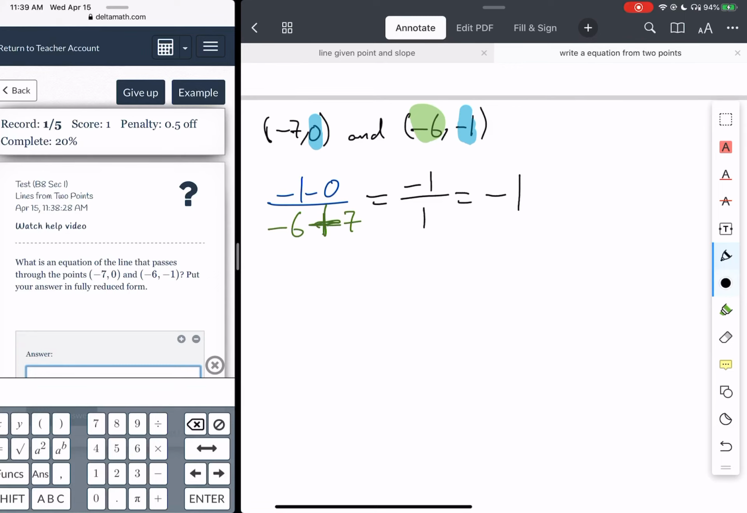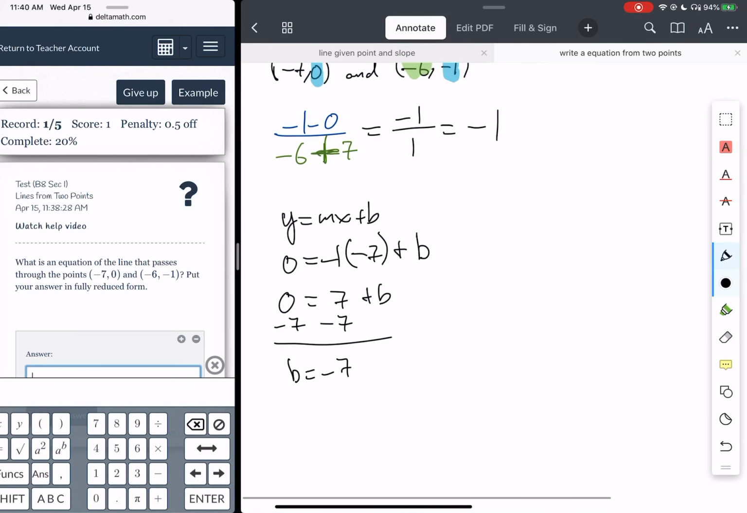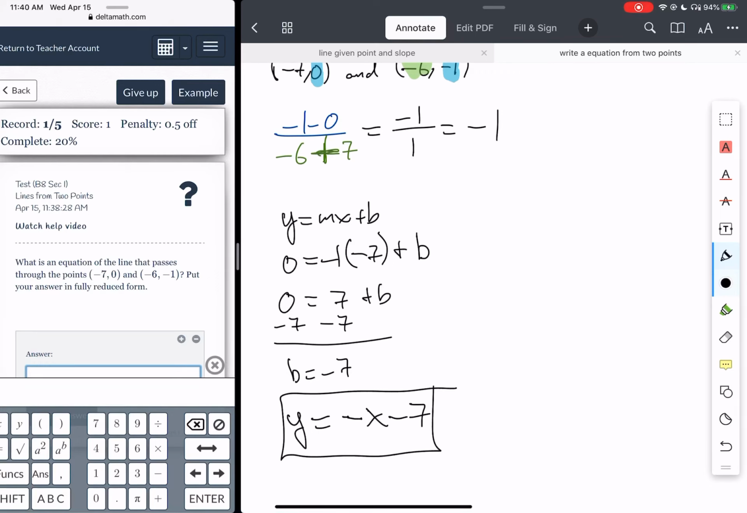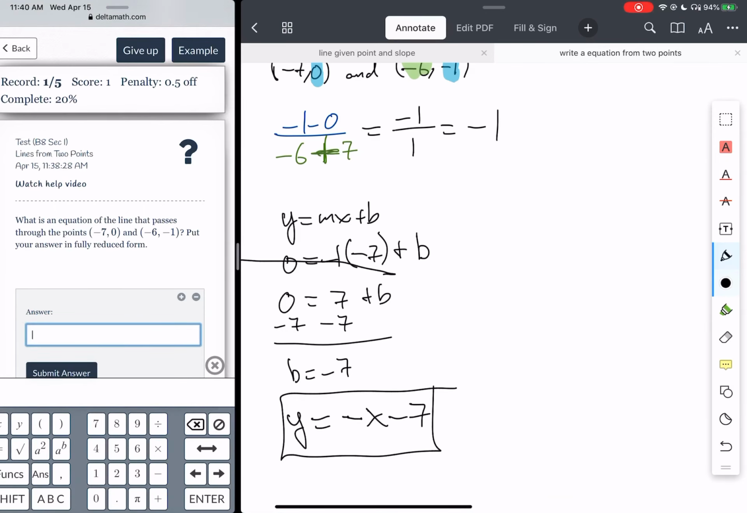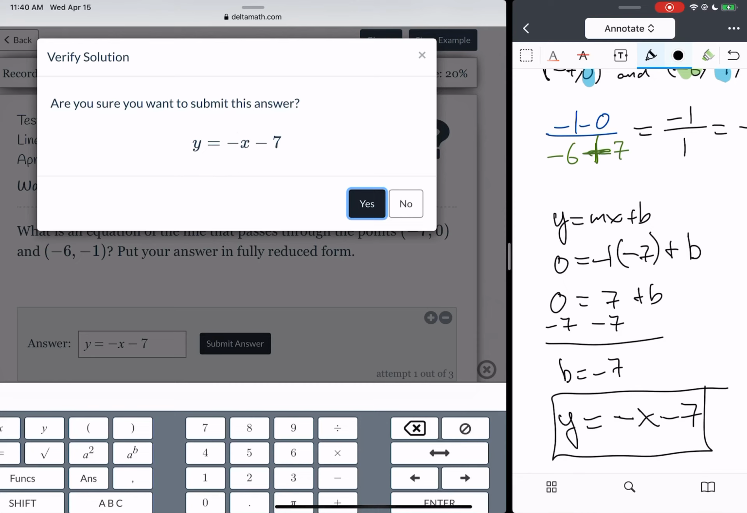I'm going to use the first point to plug in to the y equals mx plus b. So my y is 0. M is -1, and multiplying that by -7. And then adding to that my b value, which I currently do not know. So 0 equals +7 plus b, subtract 7 from both sides. B is -7. So final answer, y equals -x minus 7. Y equals minus x minus 7. Submit.